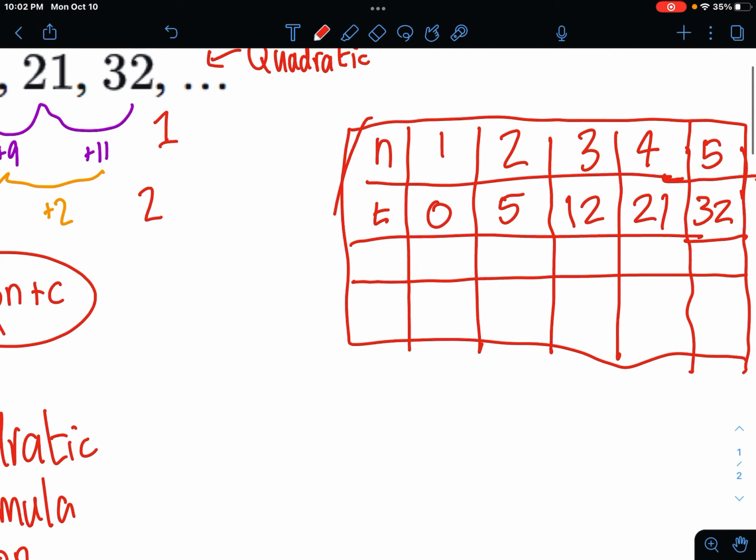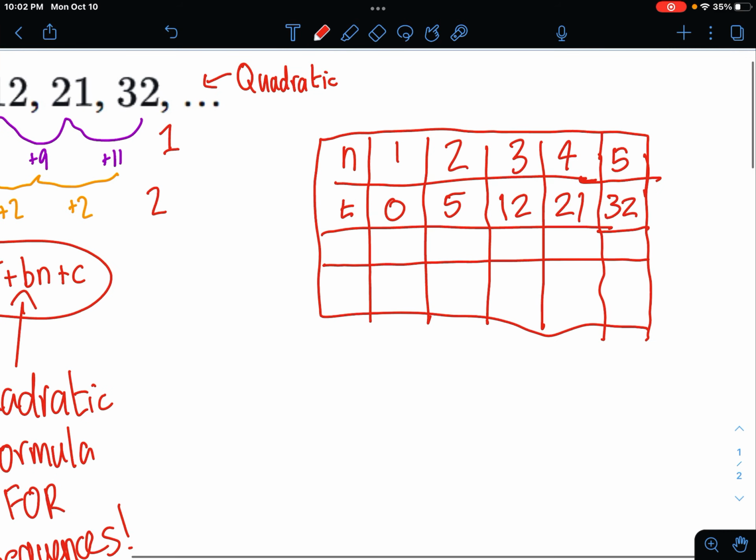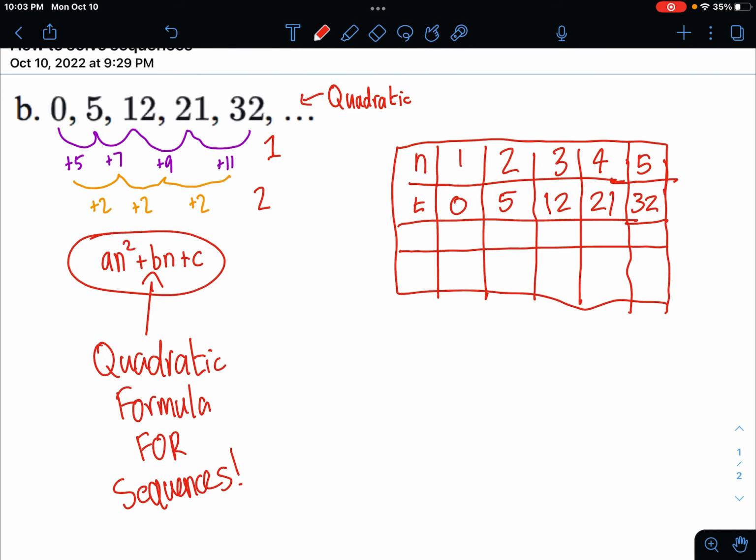This side we will just have our terms. On the top we will have our term number. On the t side we will have our actual numbers, not our term number, but our actual term. So on the top, just number 1, 2, 3, 4, 5, etc. And then on t, I want you to just write down the sequence that they give you, 0, 5, 12, 21, 32 for me.